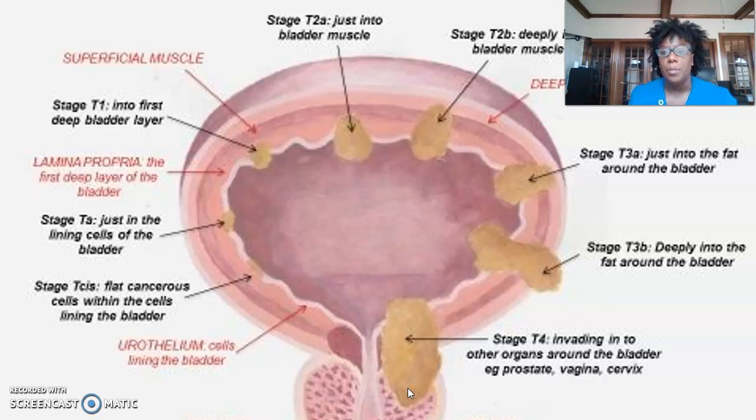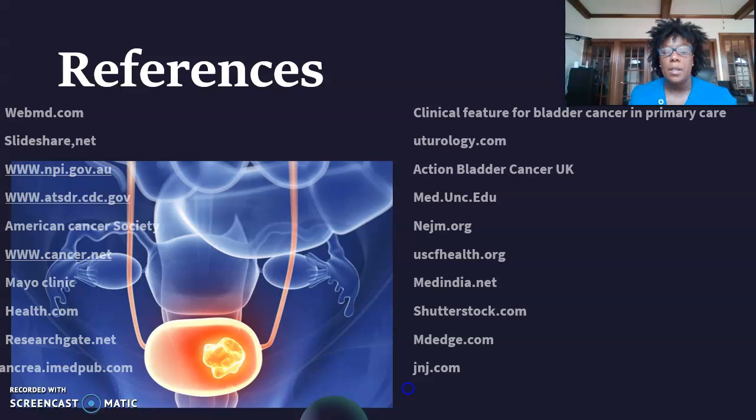And this is just a picture to kind of let you see the stages, references, and that's the end.